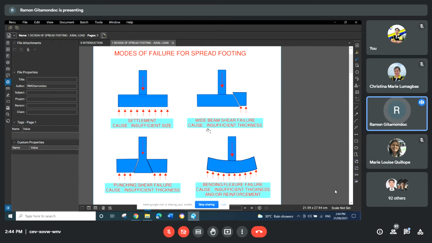Then we have the wide beam shear failure. To address this, we increase the thickness or the concrete strength. The same for punching shear failure. Then for bending or flexural failure, we can increase the number of bars, or we can increase the bar diameter, or increase the yield strength of the reinforcing bars, or we can do several of those, no?